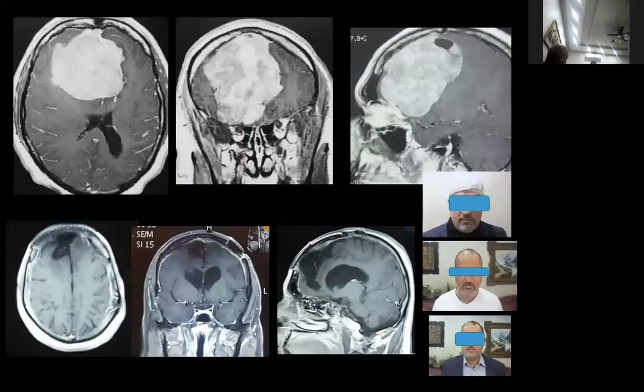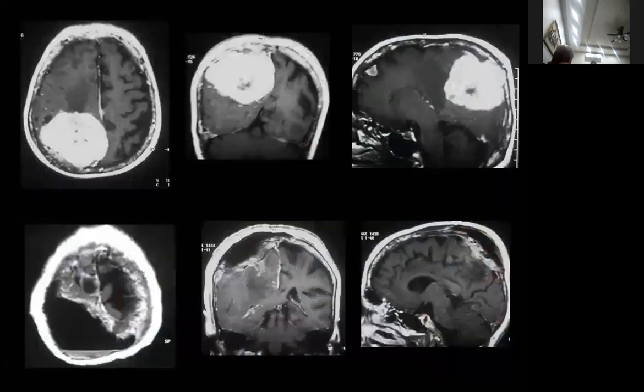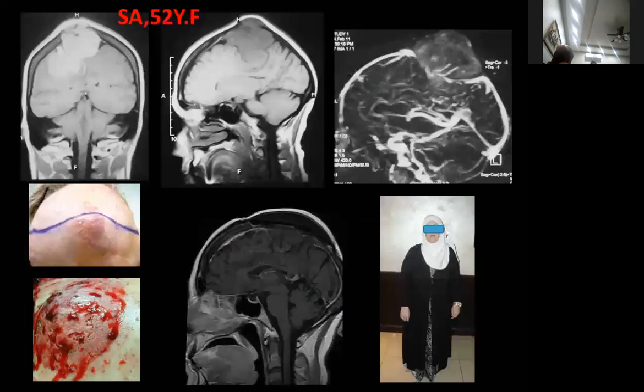Let's see some of the illustrative cases of mine. Small meningioma, yes. Jumbo. Huge. Again, embolization and excision. This one, embolization and excision. It allows you a good excision of the tumors.